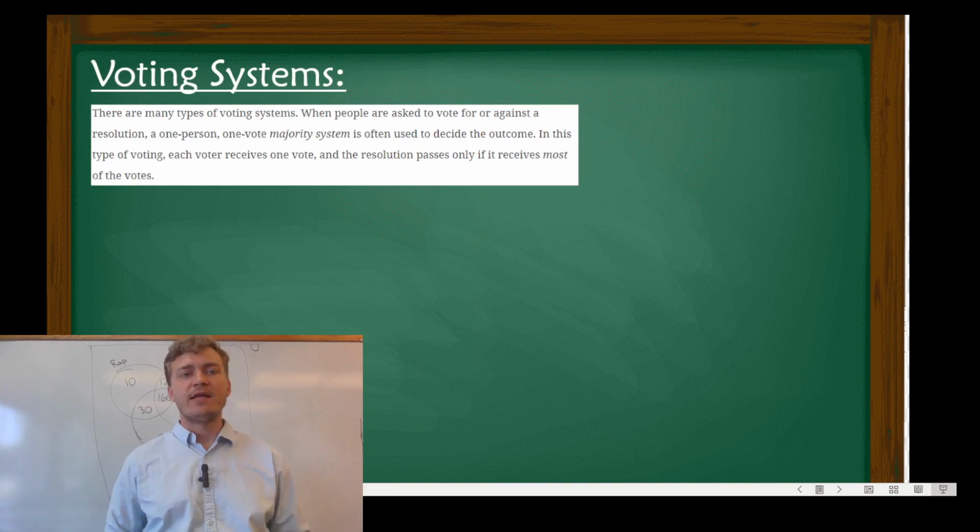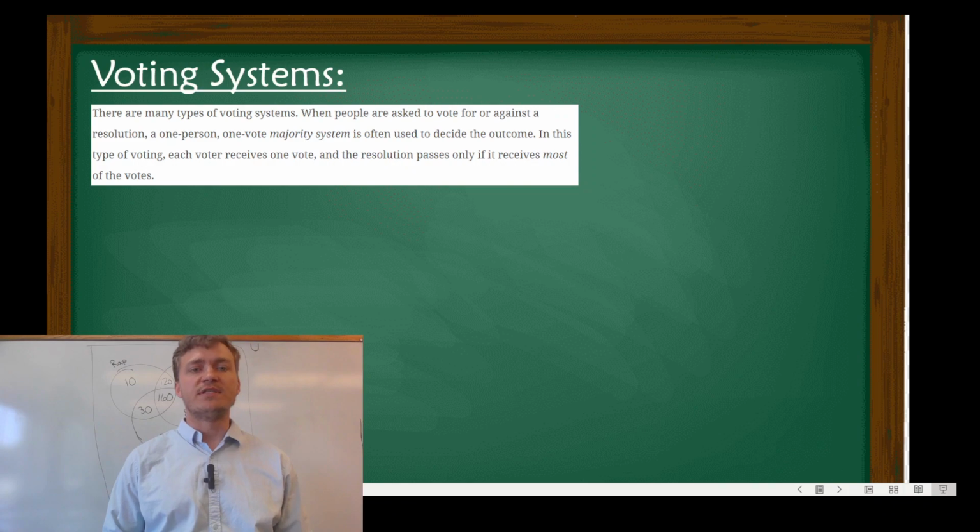Next example we want to look at is an example involving voting systems. It says here there are many types of voting systems. When people are asked to vote for or against a resolution, a one-person, one-vote majority system is often used to decide the outcome. In this type of voting, each voter receives 1 vote and the resolution passes only if it receives most of the votes.